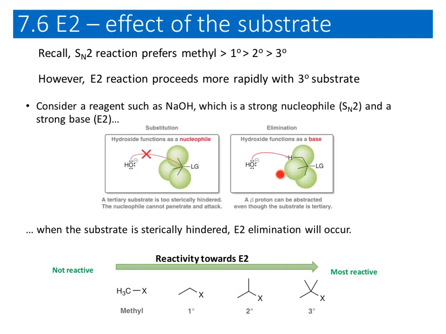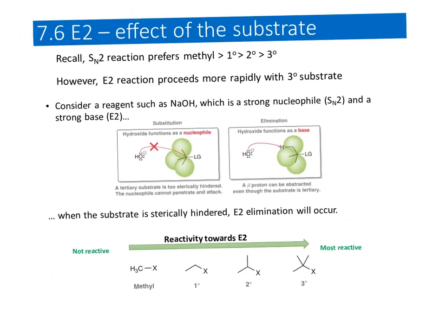Now, another reason that tertiary substrate is preferred for elimination reaction is that when you have tertiary substrate, the product, the alkene, would get more substituents, and more substituents means more stability. So the elimination reaction, especially E2 reaction, prefers the tertiary substrate over secondary, over primary, and methyl halide is almost unreactive through E2 mechanism. Now let's look at the example.